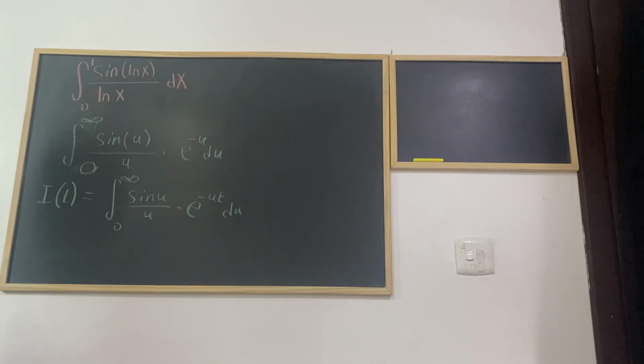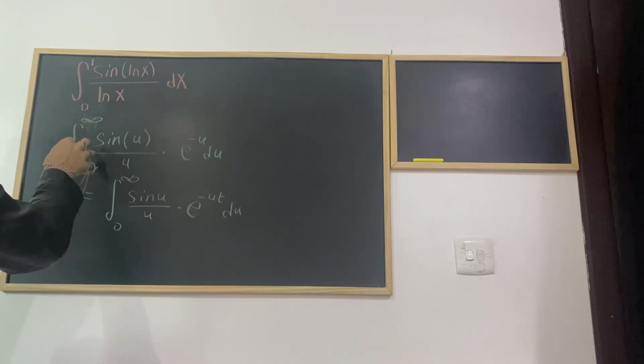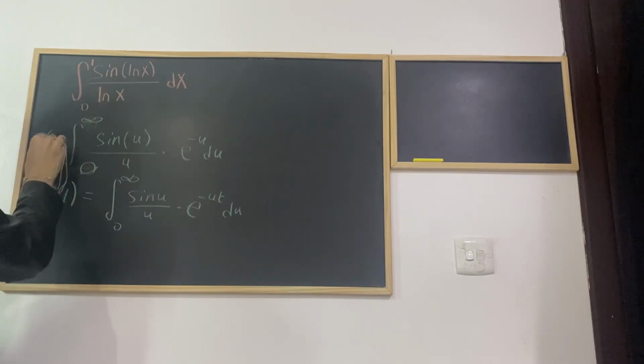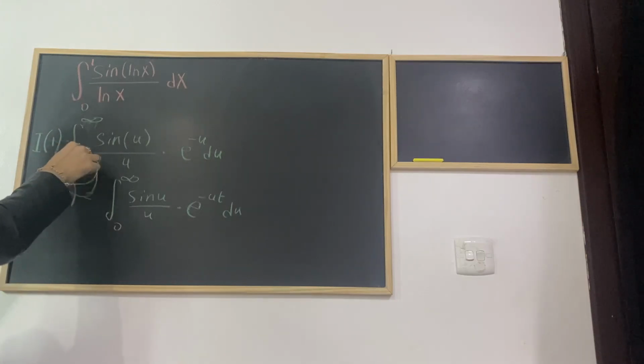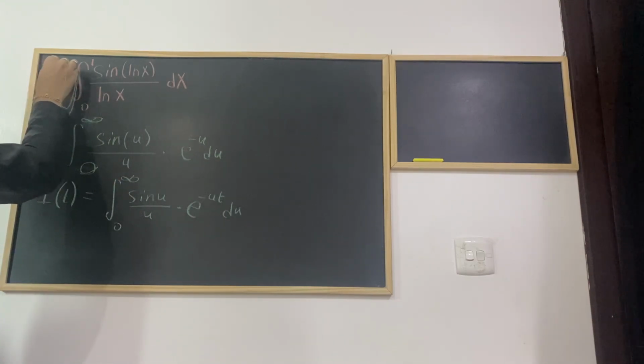Now notice if we take t as 1, we are going to get the same as our integral here. So we can say that this is equal to I of 1. And remember, this is equal to this just in terms of u, which means this is also equal to I of 1.